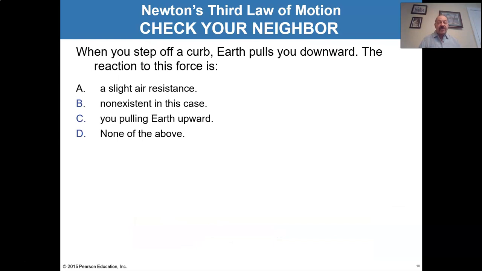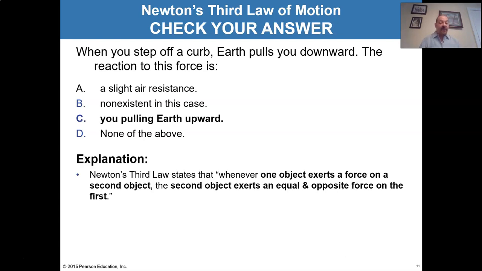So, question. When you step off a curb, the earth pulls you downward. That's gravitational pull. The reaction to this force is A, a slight air resistance, B, non-existent in this case, C, you pulling the earth upward, D, none of the above. Well, remember, here we're talking about an action force of the earth pulling on you. Well, it turns out you're pulling on the earth with exactly the same force. That's what Newton's third law tells us. If one object's exerting a force on a second, the second's exerting an equal and opposite force on the first.